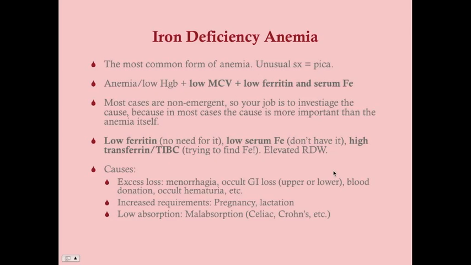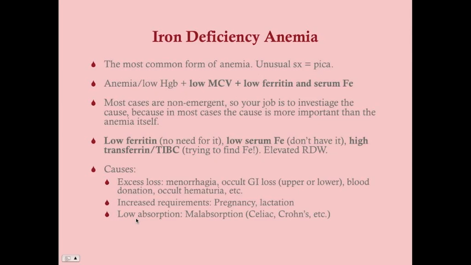So the causes of iron deficiency anemia can be excess loss, increased requirements, or low absorption of iron. Excess loss would be things like menorrhagia, occult GI loss, which can be upper or lower, blood donation, and that would have to be some pretty fervent blood donation, occult hematuria, and so forth. Increased requirements can be in pregnancy and lactation, and low absorption would be in malabsorption, where you're not absorbing enough iron.